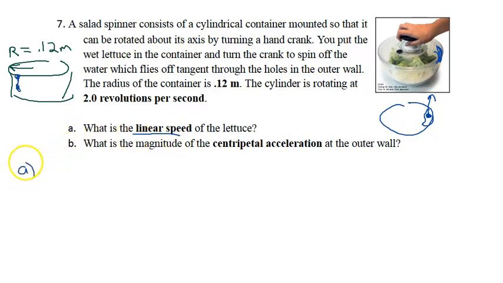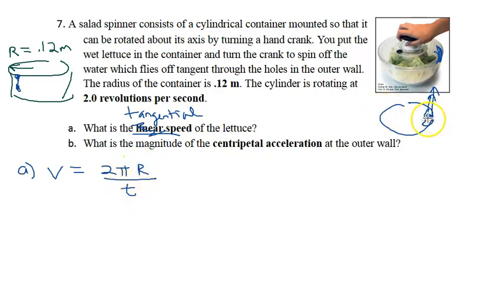Question A says, what is the linear speed of the lettuce? And you might say, linear speed is 0. It's not going in a line. It's going in a circle. What they really should say is the tangential speed, meaning if the wall suddenly broke, boom, with what speed would that lettuce fly off tangent? So again, that's just thinking about like the first problem on this problem set.